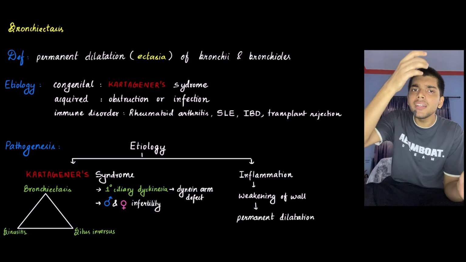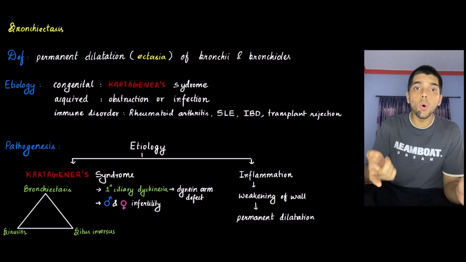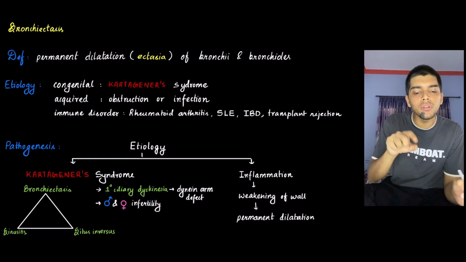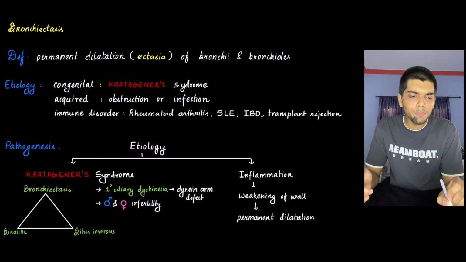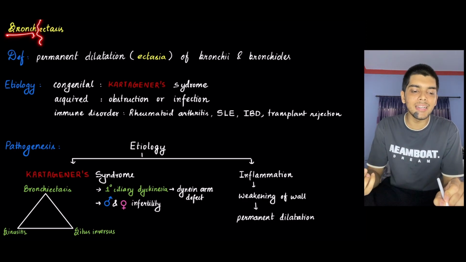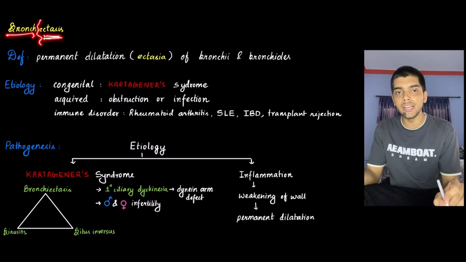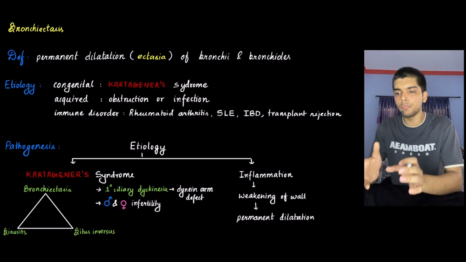So which part of the respiratory tract is affected? Bronchi and bronchioles. What is happening to them? Ectasia. There is permanent dilation. Just break the word into two: bronchi and bronchioles, ectasis, dilation. So there is permanent dilatation of bronchi and bronchioles.